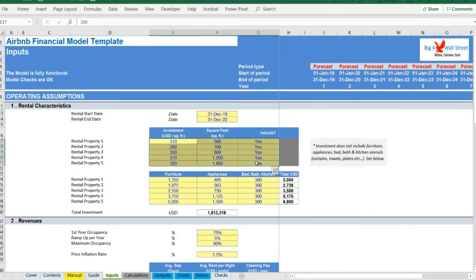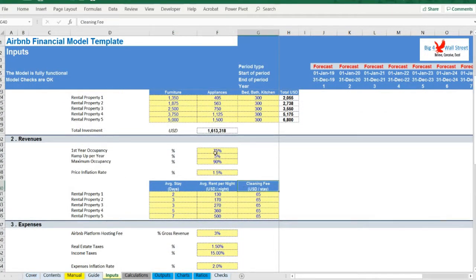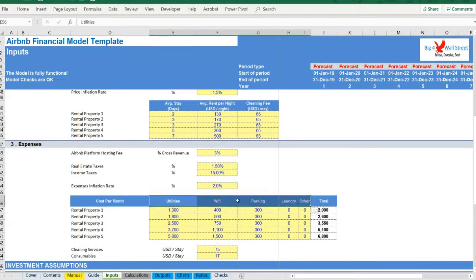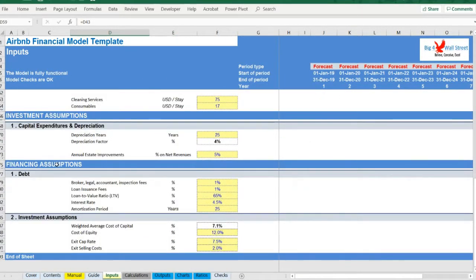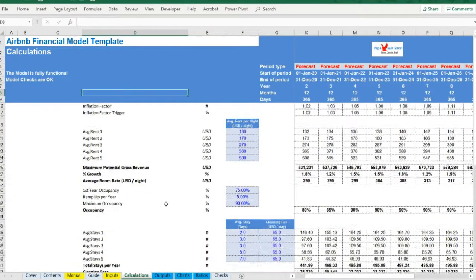Moving on to the inputs, in yellow whatever can be amended as an assumption: detailed inputs for revenues, average stays, average rent per night, occupancy rates, costs, utilities, Wi-Fi, parking, laundry, cleaning services, consumables, taxes, hosting fees, fixed assets and capex, property purchases and property improvements, equity financing as well as valuation assumptions, such as discount rates, loan-to-value ratio, cost of equity.